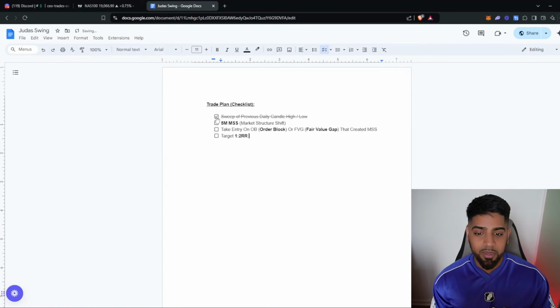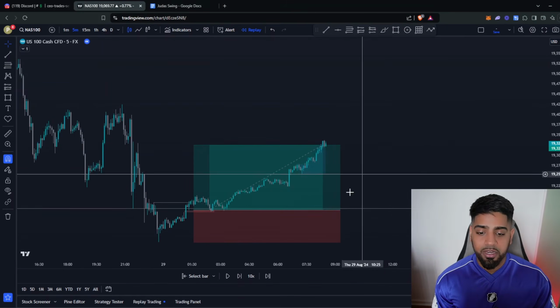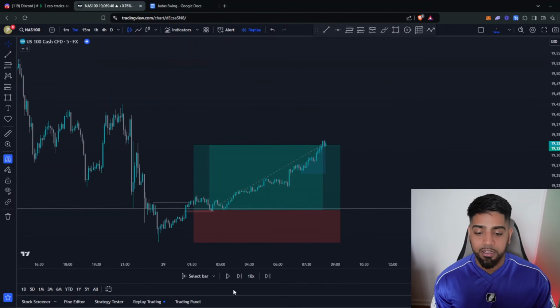So in this case, we had a sweep of the previous daily candle low. We then got a 5-minute market structure shift. We took our entry at the fair value gap that caused the market structure shift. And then we targeted a 1 to 2. So that checked off our checklist for our trading plan. We executed and we won.